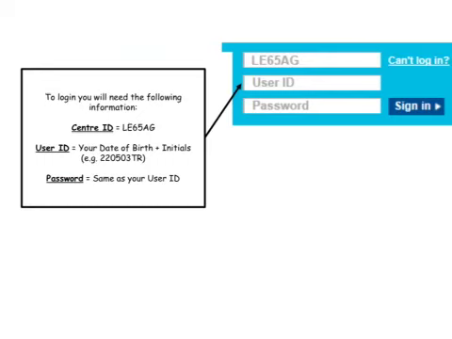To log in to Sam Learning, the centre ID is the same for everybody, it's LE65AG, but then the user ID and password, if you haven't changed it, are always the same. It's your date of birth, followed by your 2 initials. If you struggle to log in, come and speak to one of us or the guys in Network Services, and they'll be able to help you out.